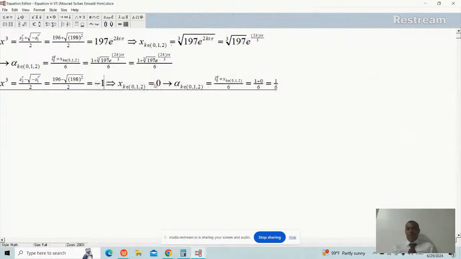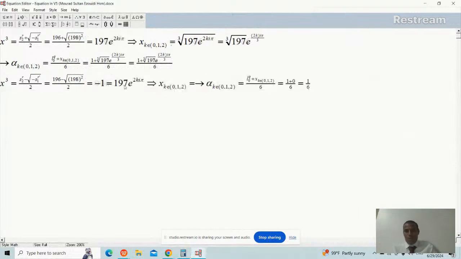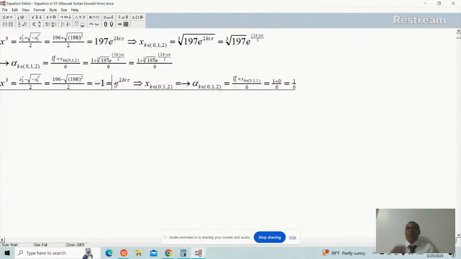I'll just write xk equal to the cube root. I can use this one, learners. This one has to be equal to what? To exponential i pi. Minus 1 is exponential i pi times 2k i pi, so 2k plus 1 multiplied by i pi. So because it is minus 1, I will write it like that.